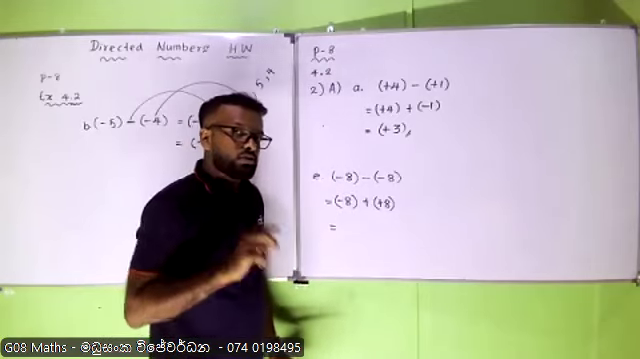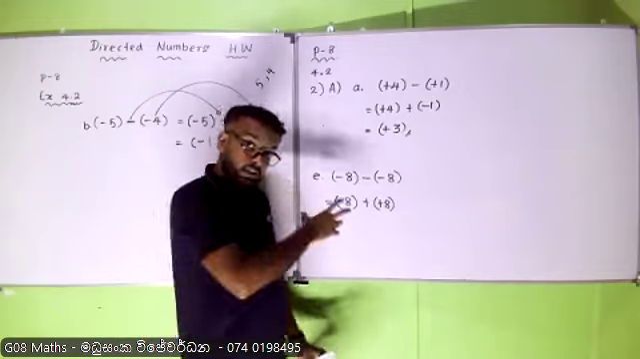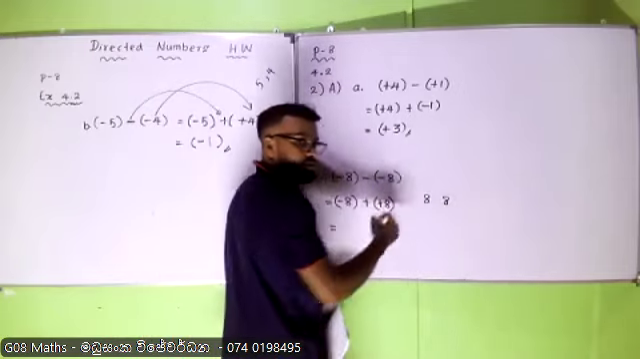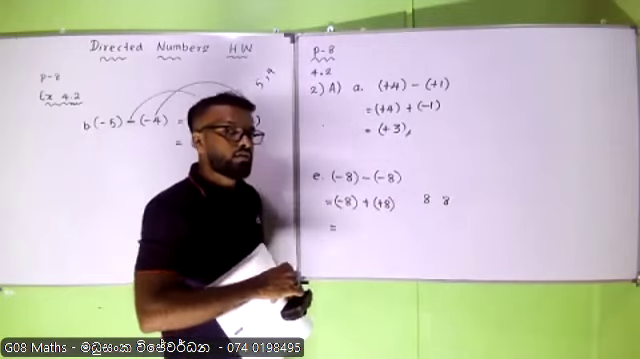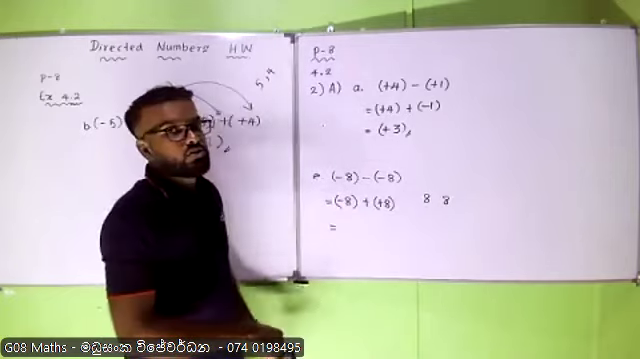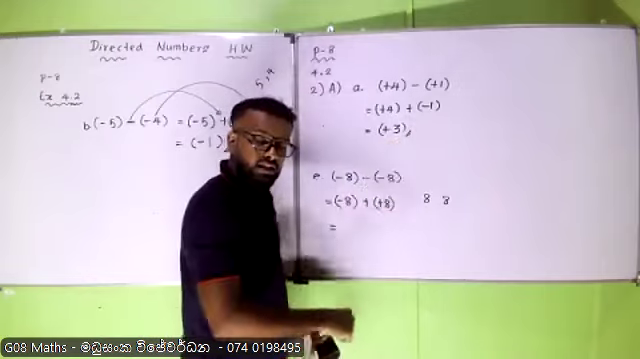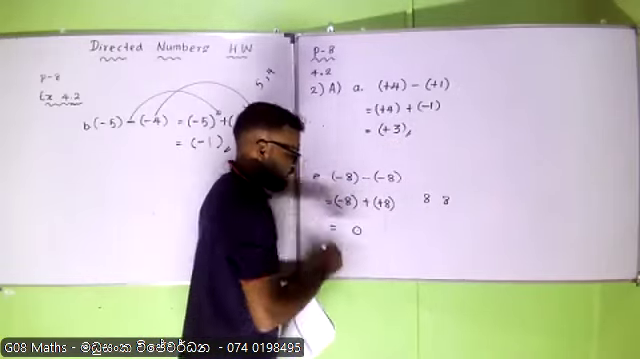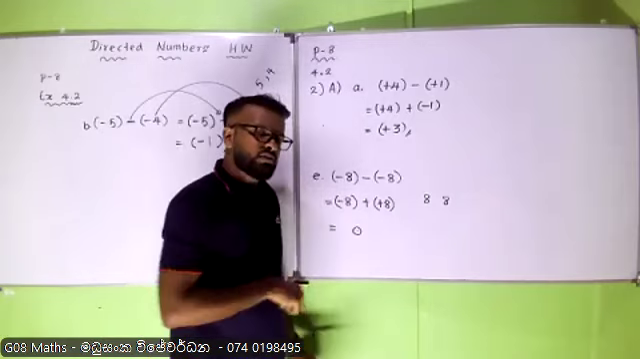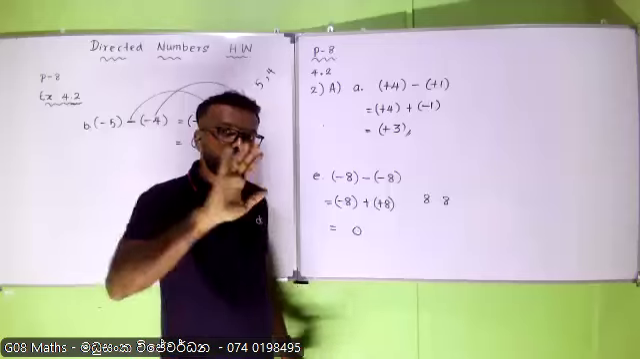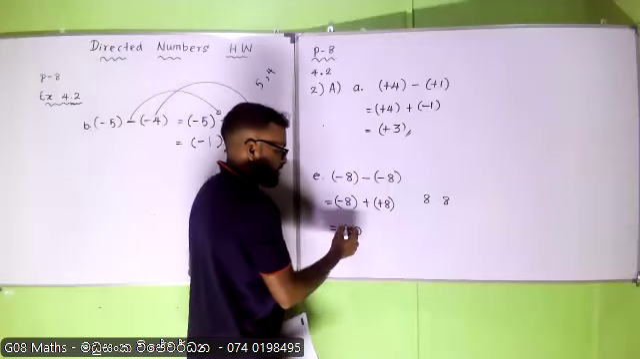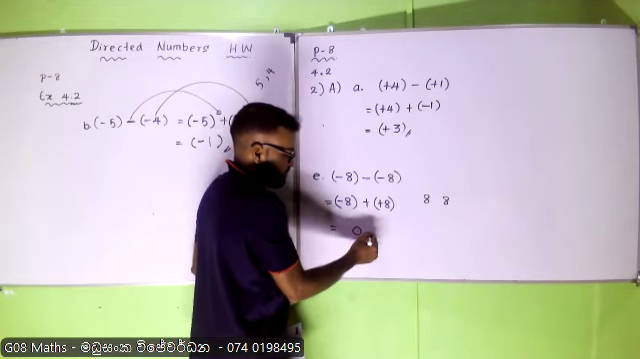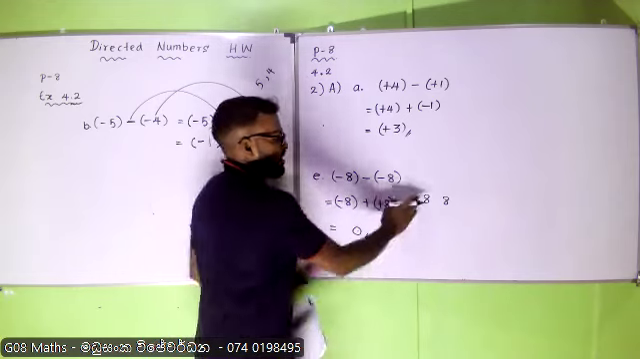Two different signs. Take the two numbers out, that means 8 and 8. Now, these are the two numbers that you are having. Get the subtraction of that. 8 minus 8, 0. Do we have a sign for this? No sign. We can't decide this is positive 0 or negative 0. So this is 0.